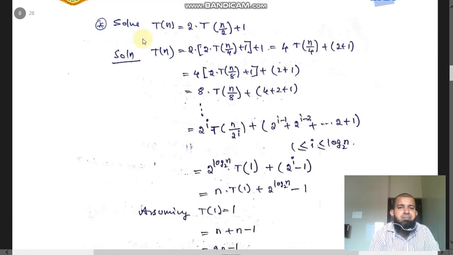Next equation, solve T(n) = 2T(n/2) + 1. By using the substitution method, you just simplify. T(n) is equal to 2 written as it is. T(n/2) you can write as 2T(n/4) + 1, then plus 1. Simplify: 4T(n/4) + 1 + 1, that is 2.